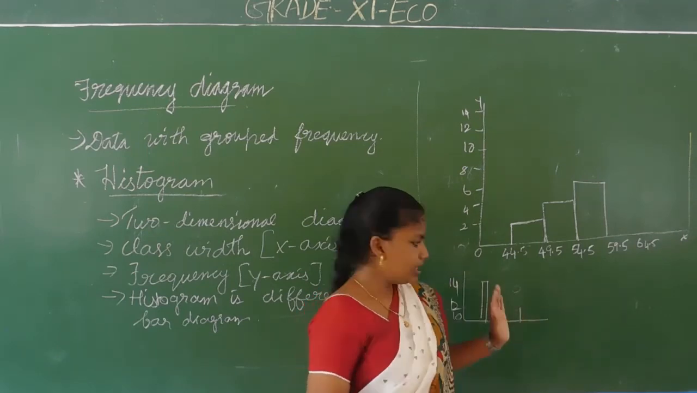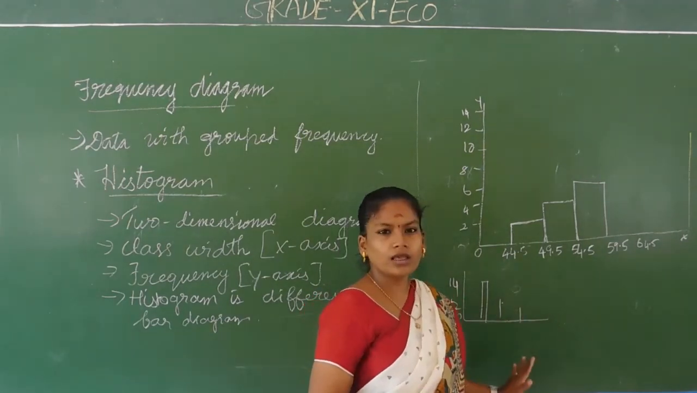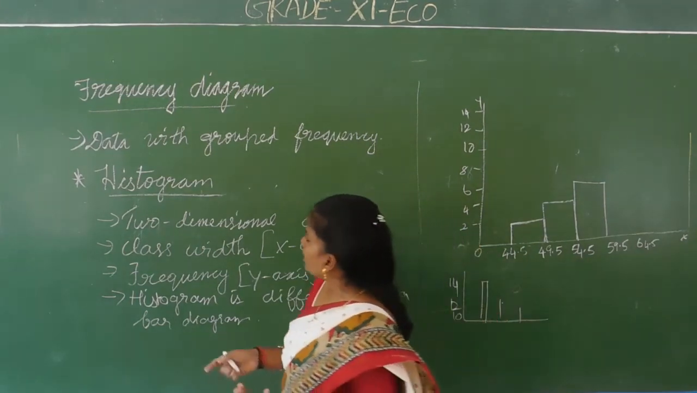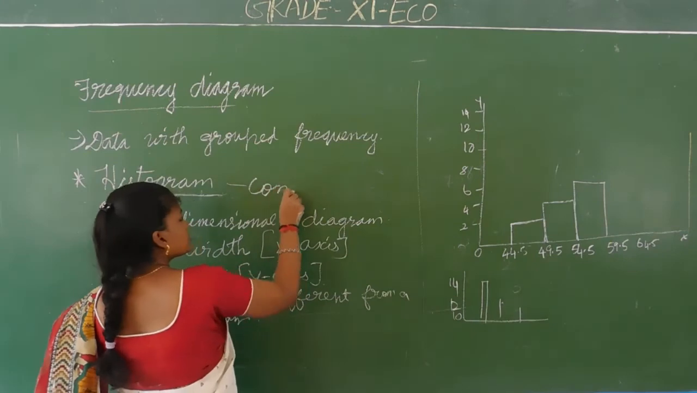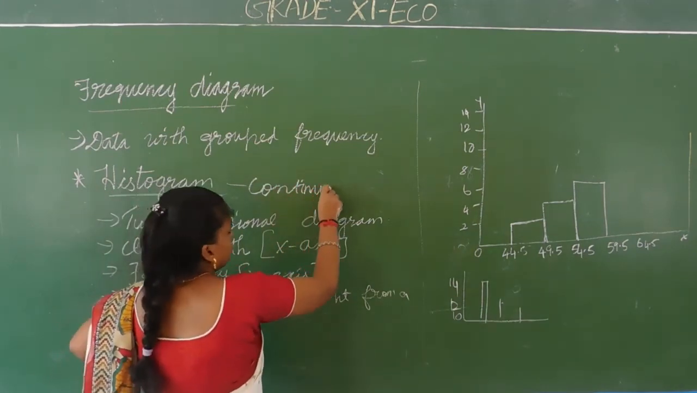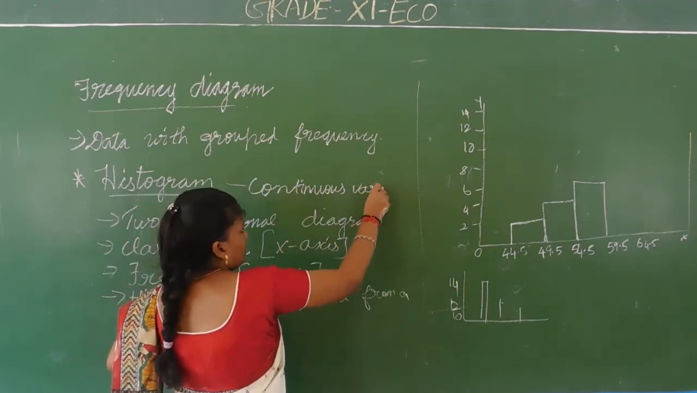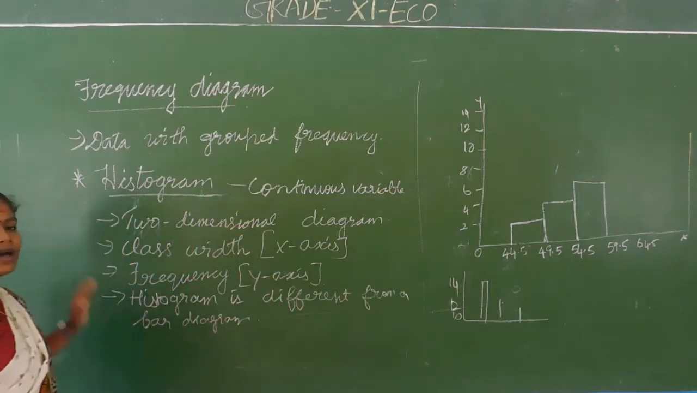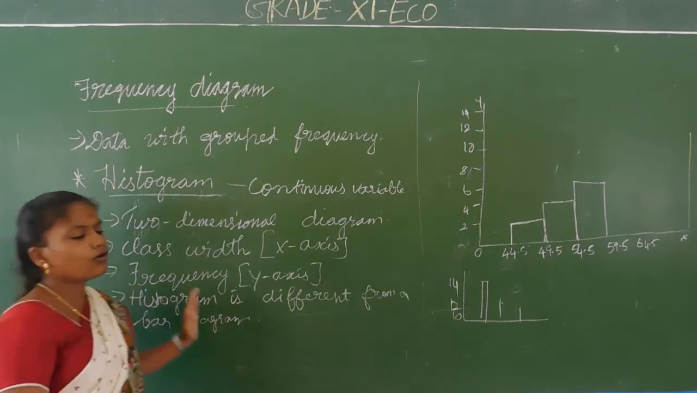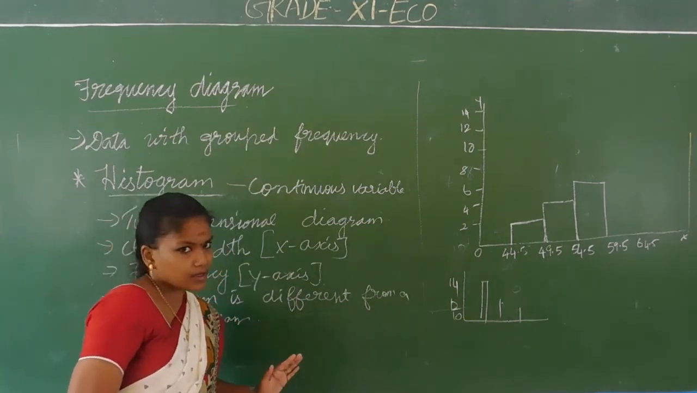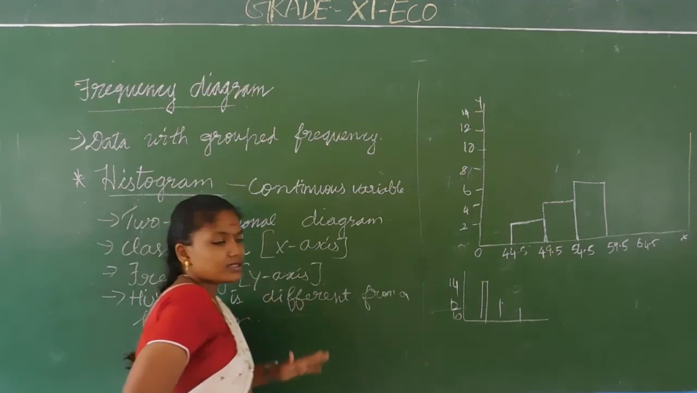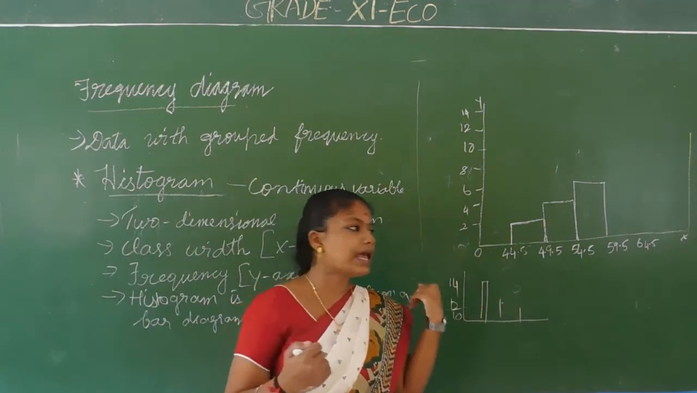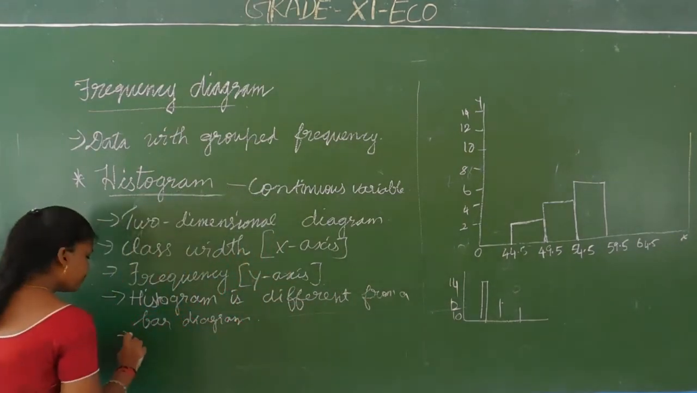In a histogram, you can do it only for a continuous variable. It can be done only for what? Only for a continuous variable. You cannot go for the other kind. Okay, so that is the special thing about a histogram. And what is one more thing? It can help you to find the mode.